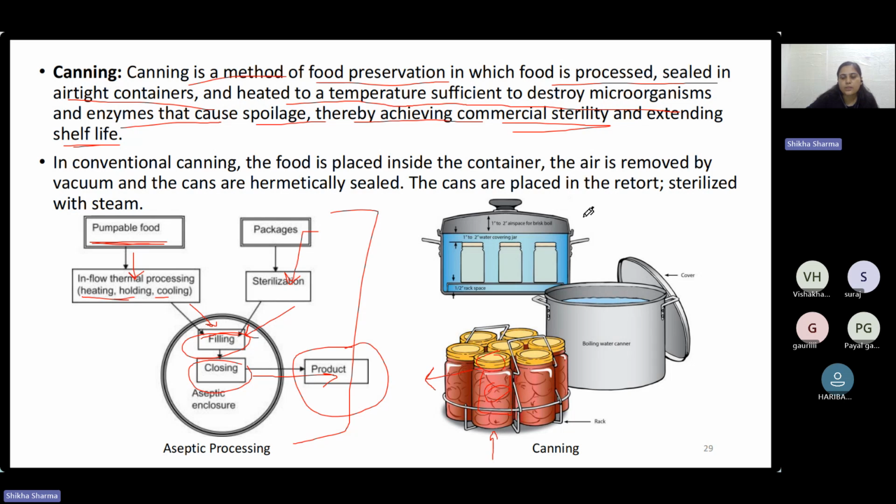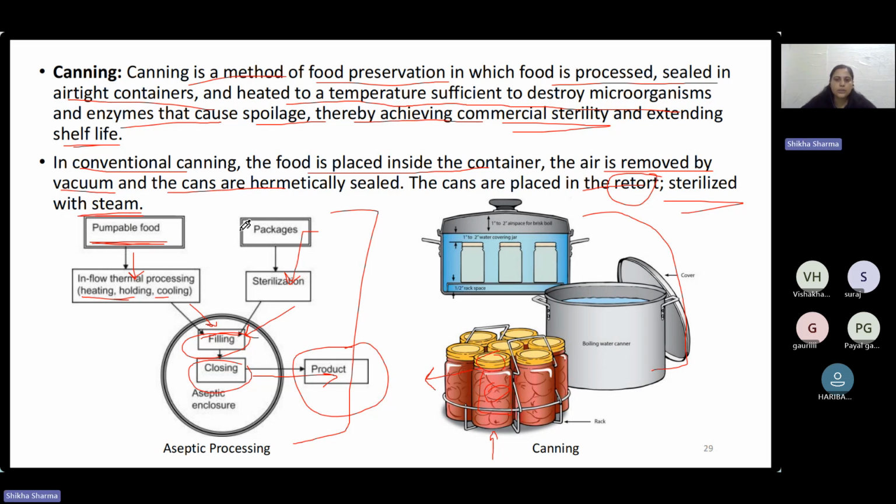in such kind of pressure vessels. The product with the tin will be placed in the retorts or the pressure vessels. So there the product will be sterilized with the jar. So in conventional canning, the food is placed inside the container, air is removed to produce a vacuum, and then the container is sealed, and finally the can goes into a retort for sterilization with the help of steam or hot water.